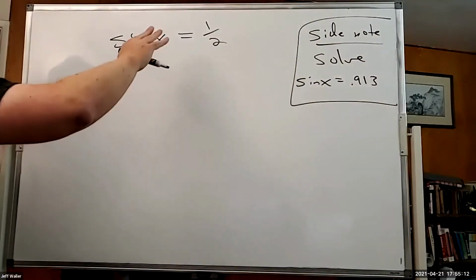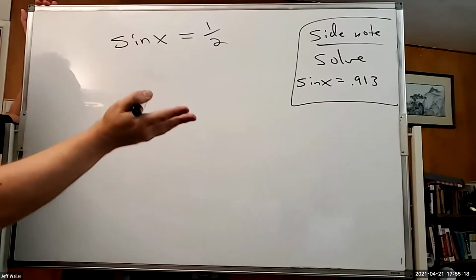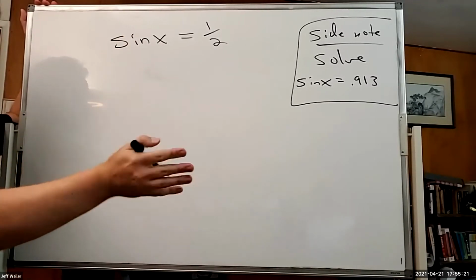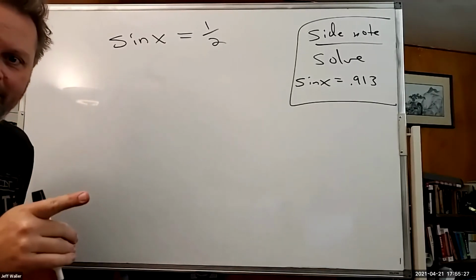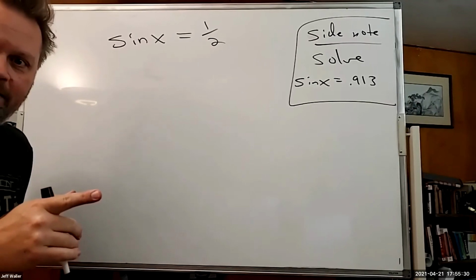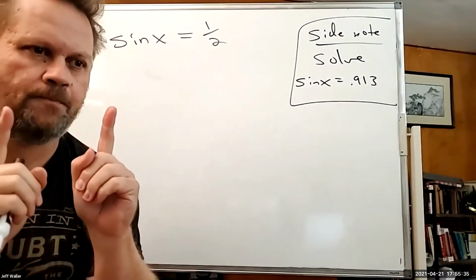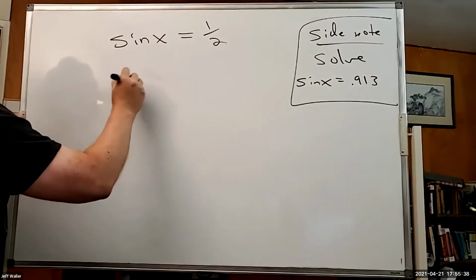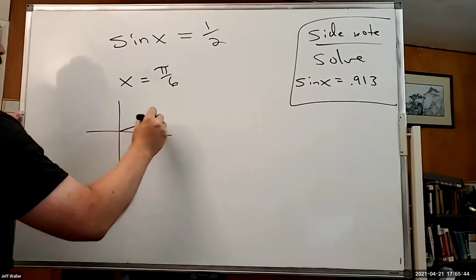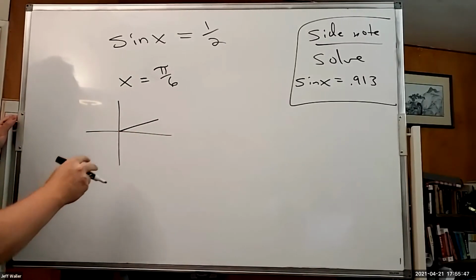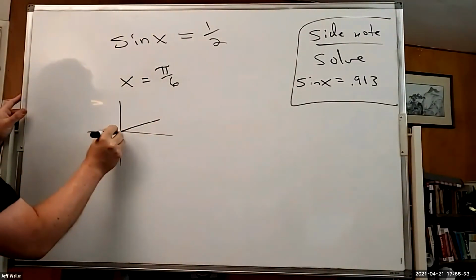Stay with me. So can somebody tell me what the basic answer is? Pi over 6. Okay, that's part of it. Why is that not the complete answer? Because there are infinitely many. All right, watch this. One answer is pi over 6. Now, here's pi over 6. What's another answer? 5 pi over 6. Yes, because that would be a reference angle of pi over 6.